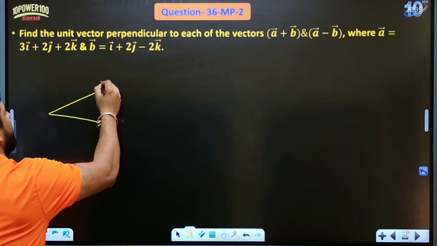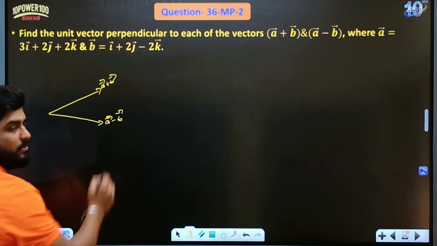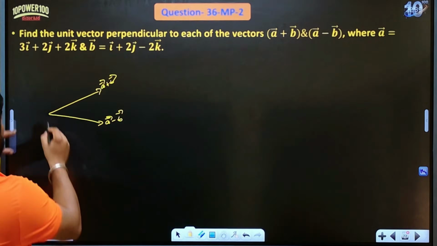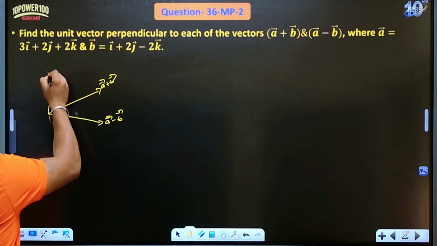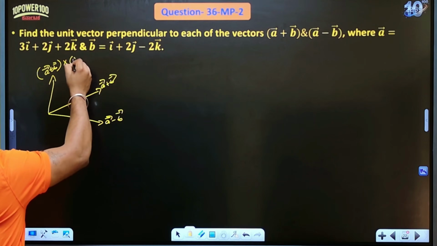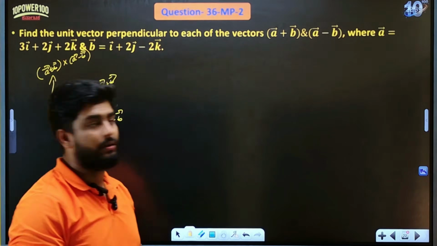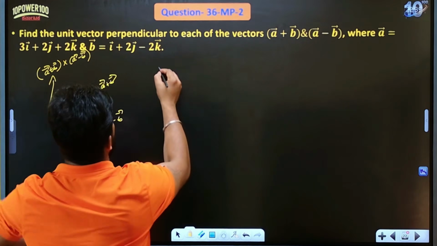So this is A plus B, and this is A minus B. Now for this, the perpendicular vector will be this kind of. Okay. This is A plus B cross A minus B. A plus B cross A minus B. So here also we have to do the same way. So first let's find A plus B vector.